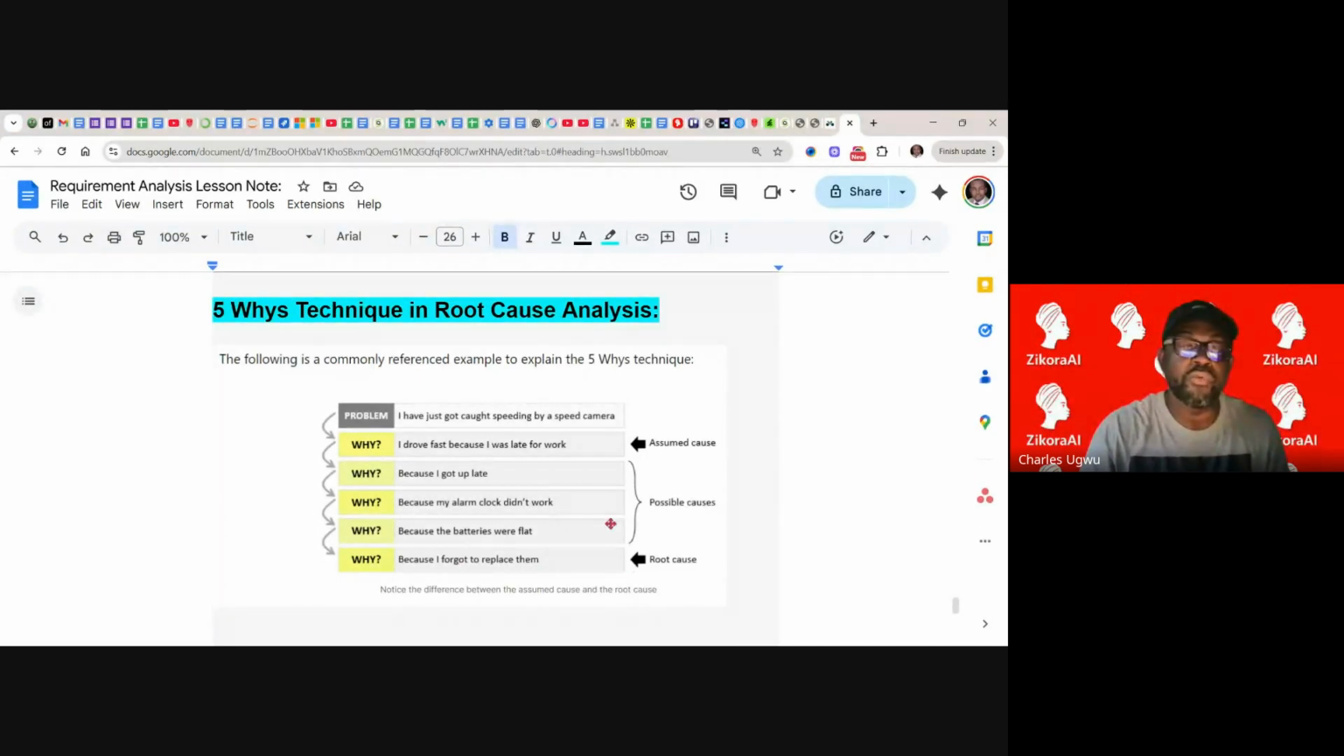To find out that why, this is the simple reason why they gave you a ticket. That is the simple reason. You forgot to replace your alarm batteries. So if you can even ask why, you can. The point here is that you need to keep asking till you are comfortable that yes, this is why this is happening.